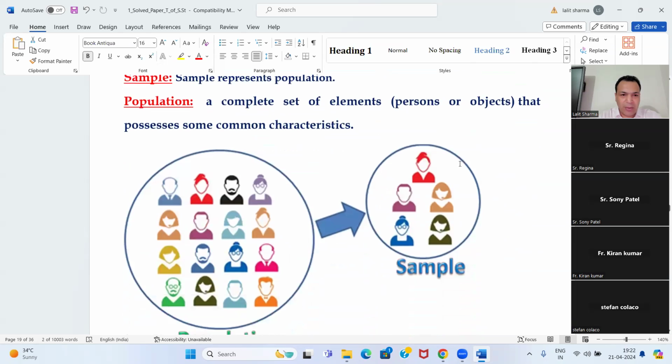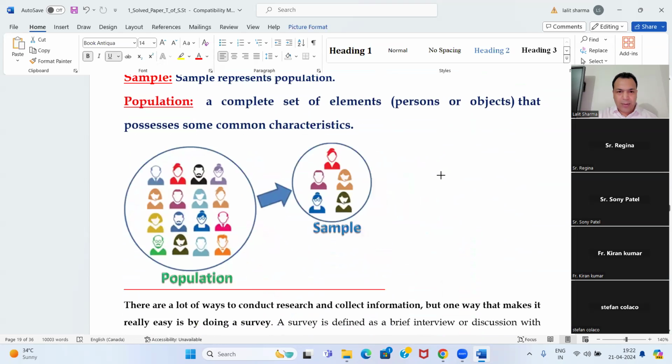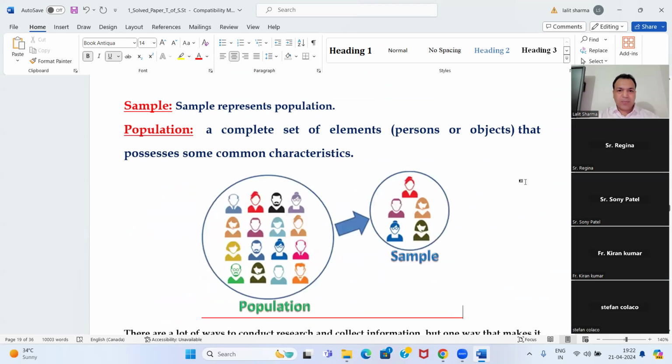Now you can see that. Here this is the sample. This is the population. ये देखिए guys, right? Sample और population में क्या difference है? Population क्या चीज होती है? Population is a complete set of elements, persons or objects that possess some common characteristics. This is called population. Okay. और sample क्या चीज होती है? What is a sample? Sample is a part of the population, or you can say that sample represents the population.